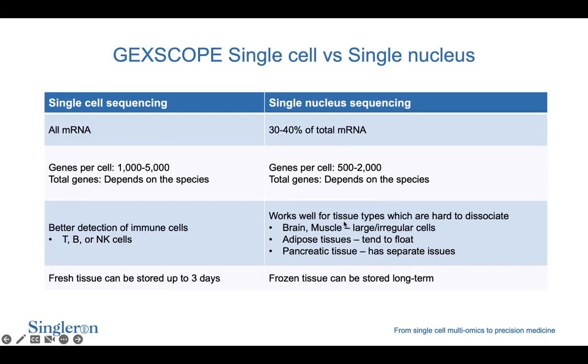It also works on the tissues that are difficult to dissociate, such as, for instance, the brain, muscle tissues, adipose tissue, or pancreatic tissue. And the advantage is that frozen tissue can be stored long-term. So basically, you can still do your single cell experiments on the tissues that have been frozen in the past.